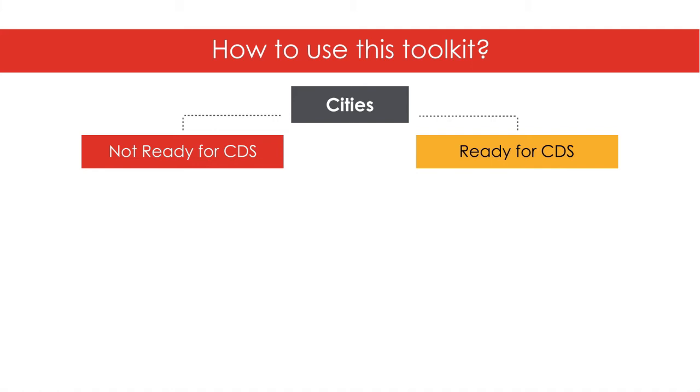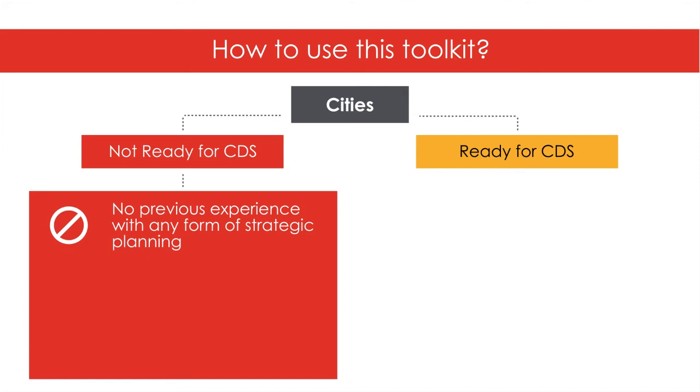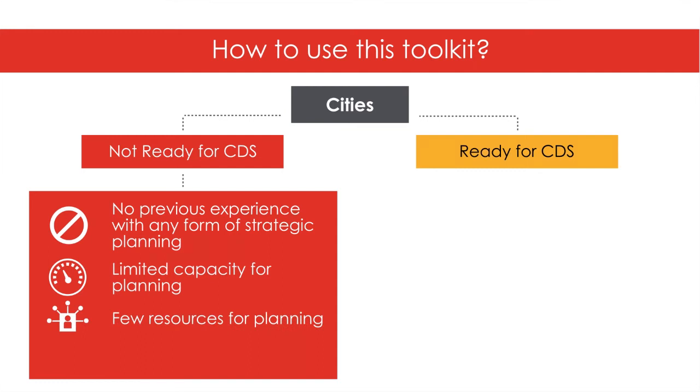Cities that are not yet ready for CDS may have no previous experience with any form of strategic planning, limited capacity for planning, few resources for planning. For these cities, the toolkit recommends that they follow the entire sequence of planning phases and steps that have been designed to help cities prepare for their CDS at each stage of the planning cycle. They also need to put more effort into capacity development and use of external support.